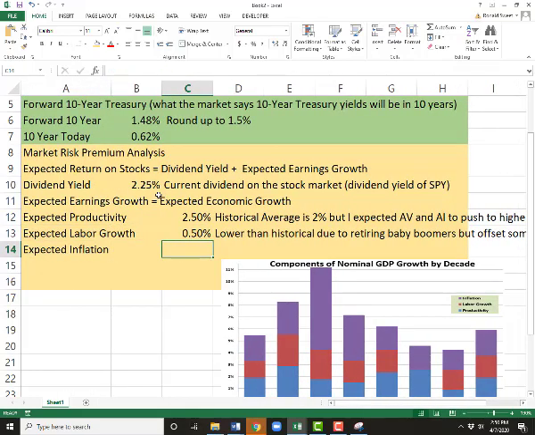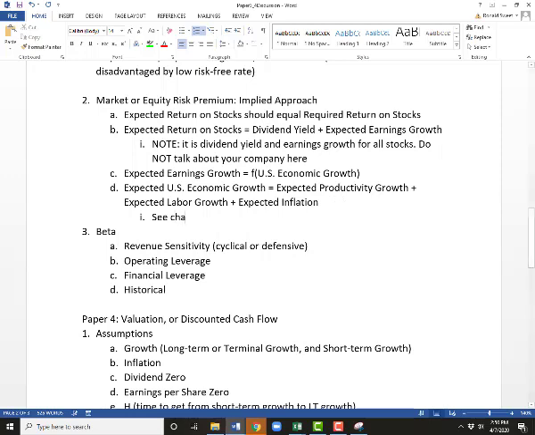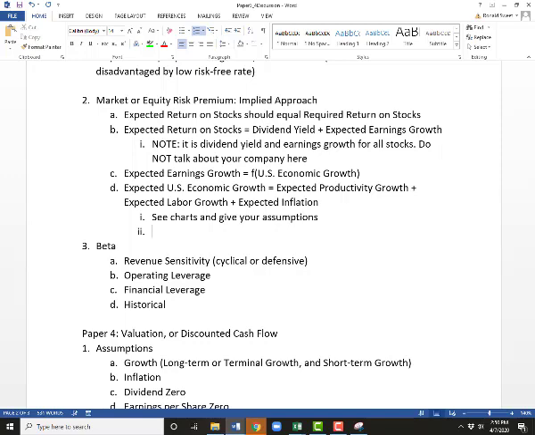And expected inflation, there's a couple of ways you could do this. On this one, I'm going to say see the chart and give your own assumptions. For inflation, there's a couple things you can do. You can say the Fed is targeting 2%, or again, you can use TIPS yields. So I'm going to look at TIPS yields to come up with my assumptions.